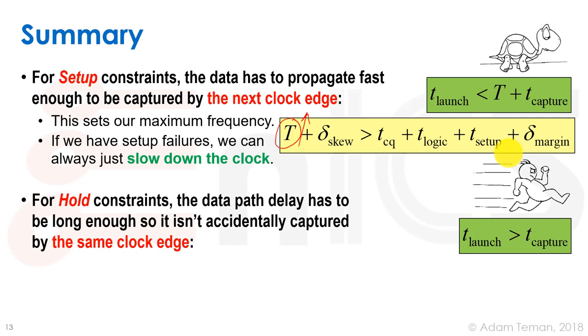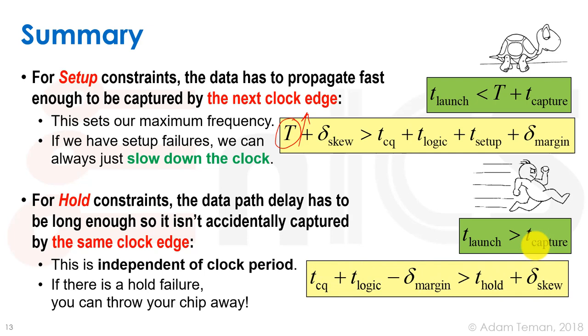In hold, the data path delay has to be long enough so it isn't accidentally captured by the same clock, so we don't skip a register and ruin our whole state machine. So this time the launch path has to be larger than the capture path, and the problem is that if T launch is really fast and we have some skew on our capture path, then we may not meet that constraint.